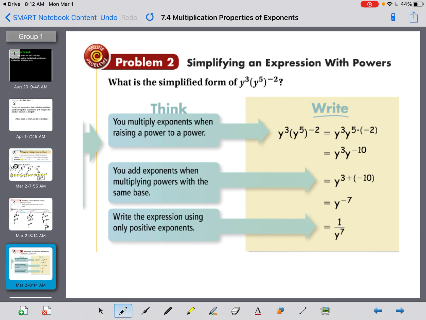Now we're going to try simplifying some expressions. First thing I need to do is multiply the exponents if I have a power to a power. Sort of like our order of operations, if I need to multiply anywhere, that's what I'm going to do first. Then I'm down to just multiplying two powers with the same base, so I get to add those exponents. Then I'm going to simplify it all the way. Since I ended with a negative exponent, I need to flip it so that the y to the 7th is on the bottom.